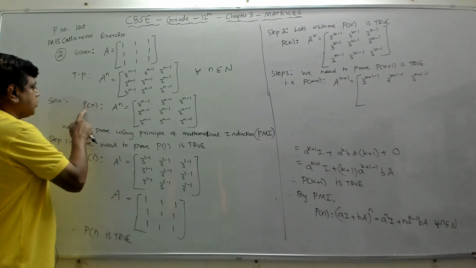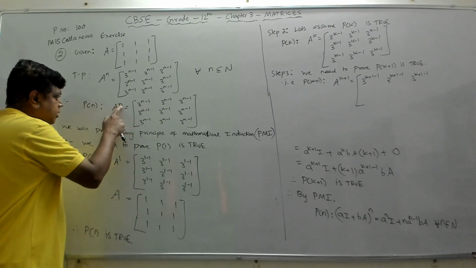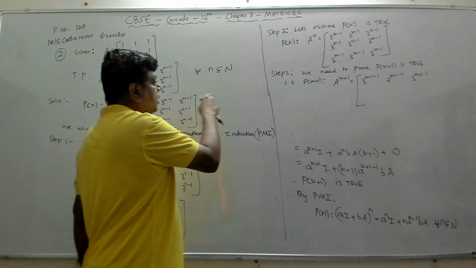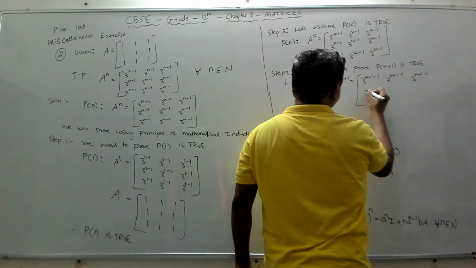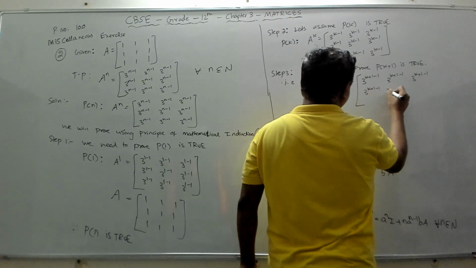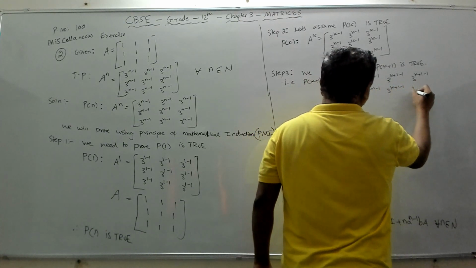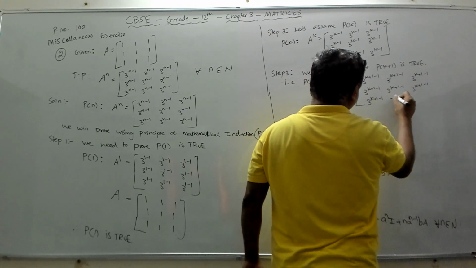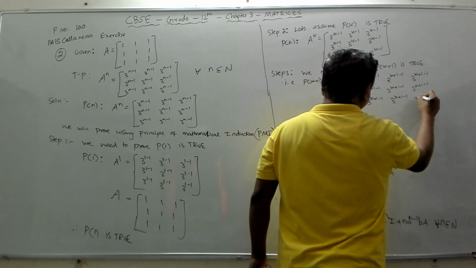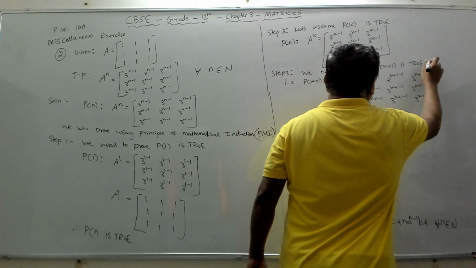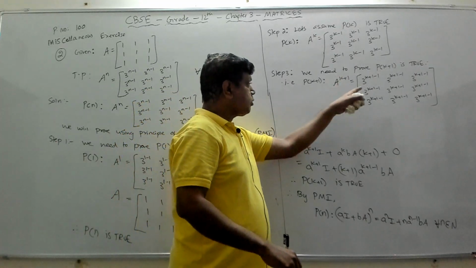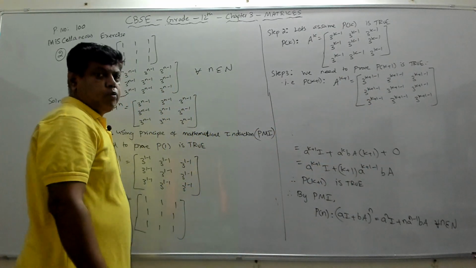So this is P of k plus 1: a power k plus 1 equal to 3 power k plus 1 minus 1. Wherever n is there, we have to put k plus 1. That's what I'm doing here. And we should prove this. We should prove a power k plus 1 equal to this. This we have to prove.